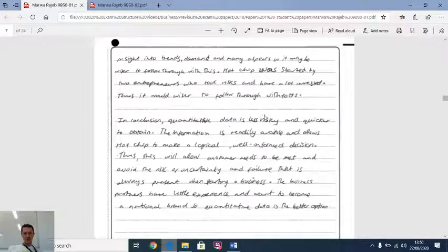In conclusion, quant data is less risky and quicker to obtain. Okay, I don't like the idea of quick and easy, but fine, it's true. The information is readily available and allows Hotchip to make a logical, well-informed decision. Thus, this will allow customer needs to be met and avoid the risk of uncertainty and failure. It's always present when starting a business. Now, business partners have little experience and want to become a national brand, so she's using a case study again. So quant data is the better option. I get it. I can see why this is 9.